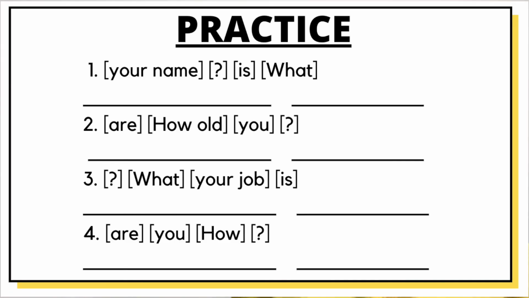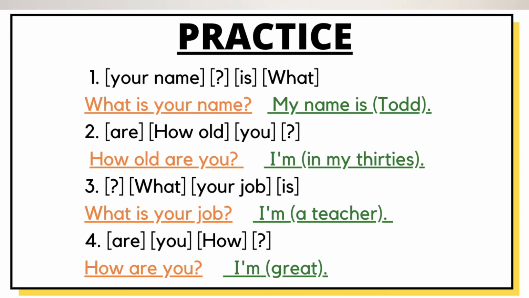For this exercise, we're going to practice making WH questions and then answering about ourselves. You may pause the video if you like, or do your work on the linked Google Doc. Let's check for understanding. For number 1, the question is, what is your name? My answer is, my name is Todd. Number 2 is, how old are you? And my answer is, I'm in my 30s.